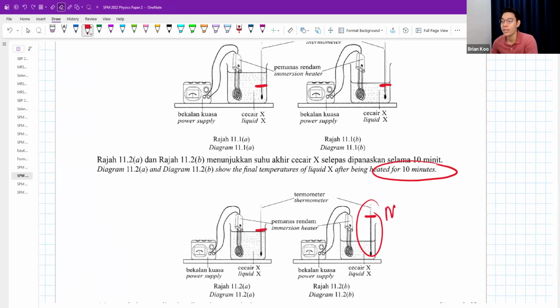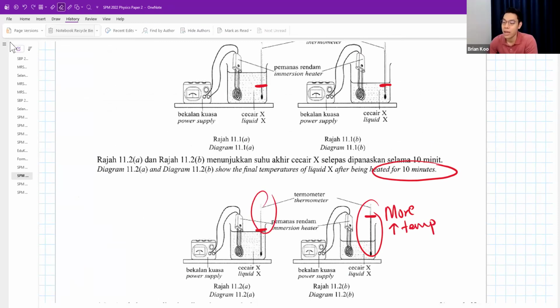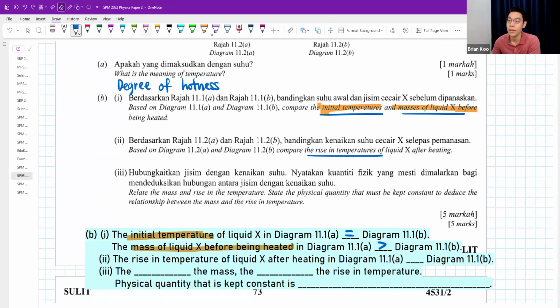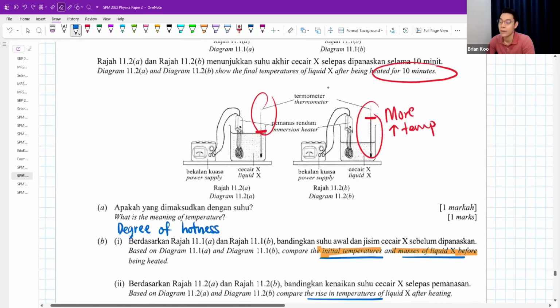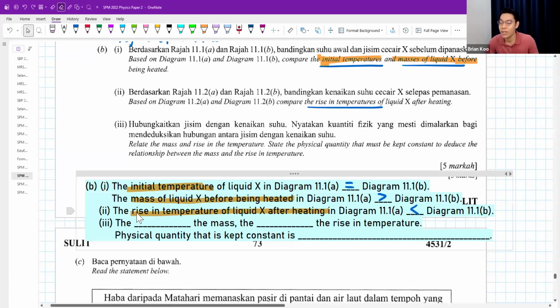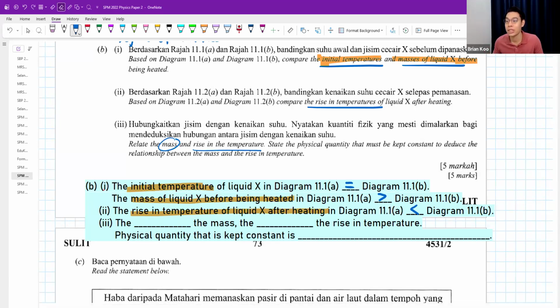This one, more rise in temperature, more increase in temperature. Yeah, diagram A is less. So I say the rise in temperature of liquid X after heating in diagram 11.1a is less than 11.1b. Okay, if you don't want to write the symbols, you just write in words: is equals to, is greater than, is smaller than. Okay, then they ask, relate the mass and the rise in temperature.